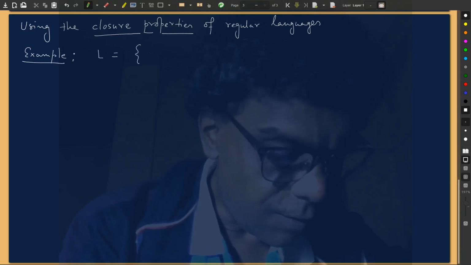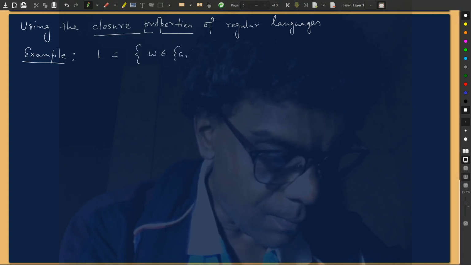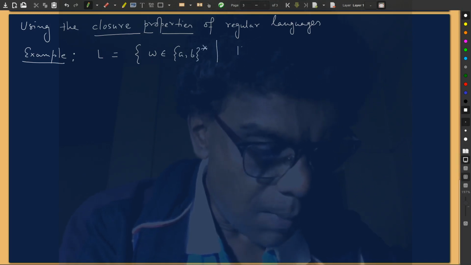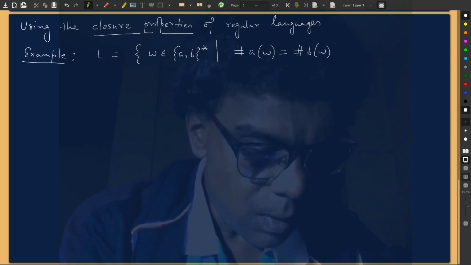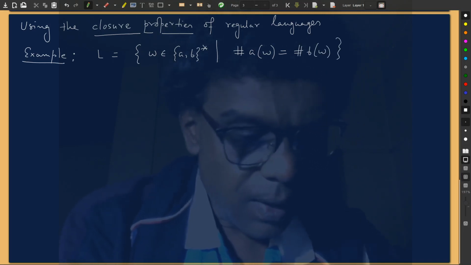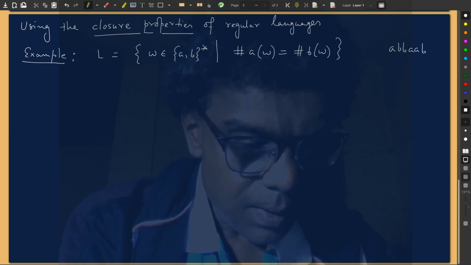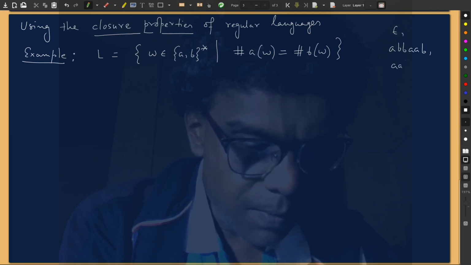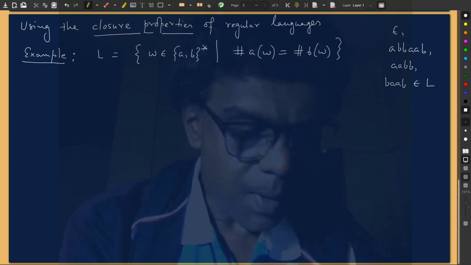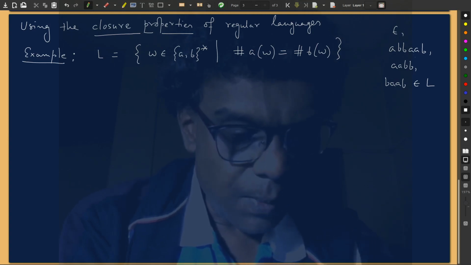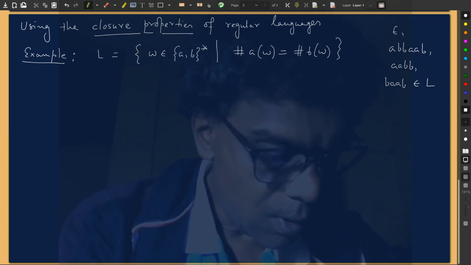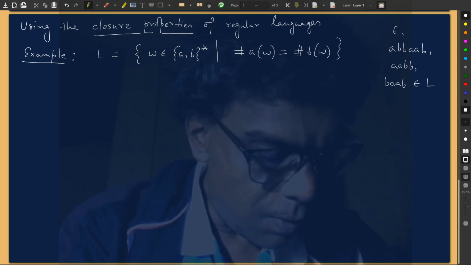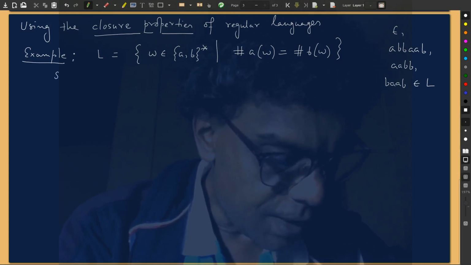Maybe something like this: the set of all w in {a,b}* such that the number of a's in w is equal to the number of b's in w. For example, a b, b a, a b, epsilon, a b b, b a b, these are all in L. So it's not of the form a power n, b power n. These a's and b's can be permuted, but the total count of a must be equal to the total count of b in this string. Of course, I can make a formal pumping lemma proof, but I can also proceed this way. Suppose that L is regular.